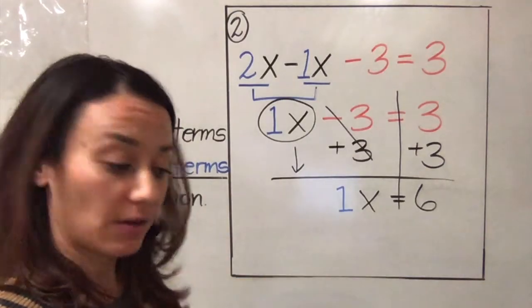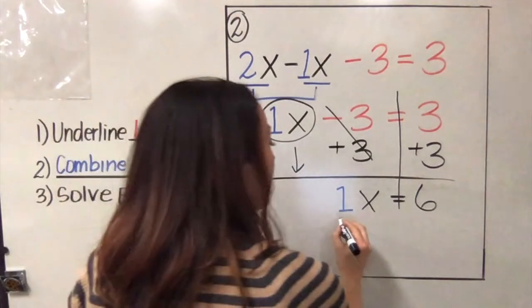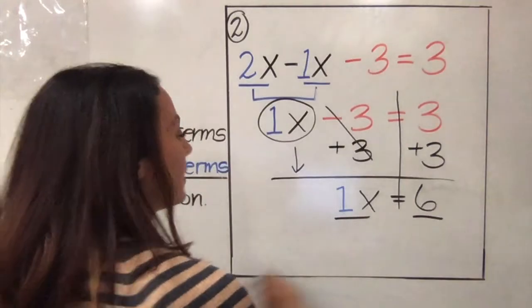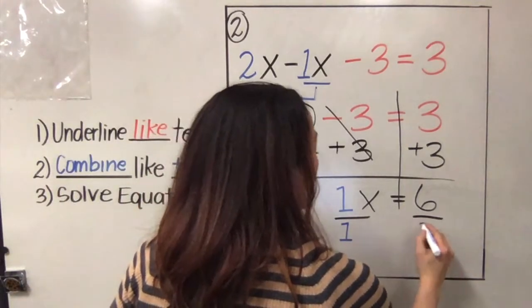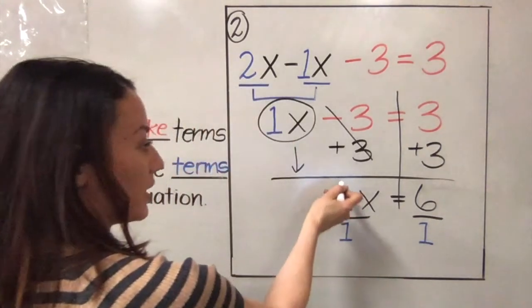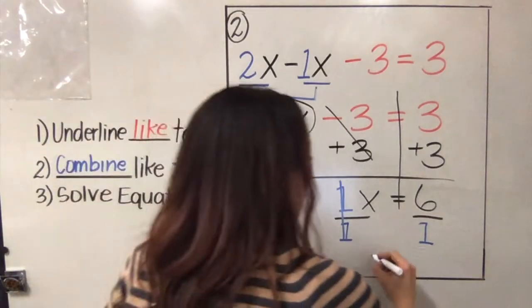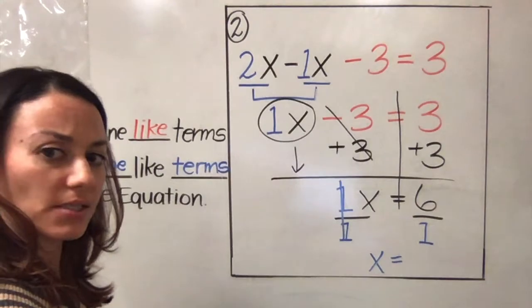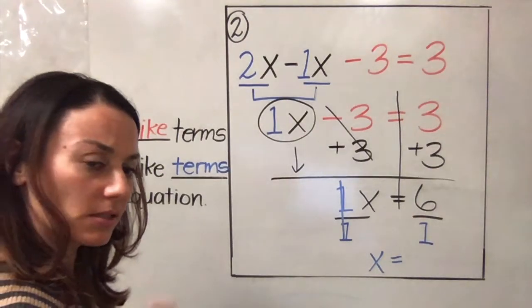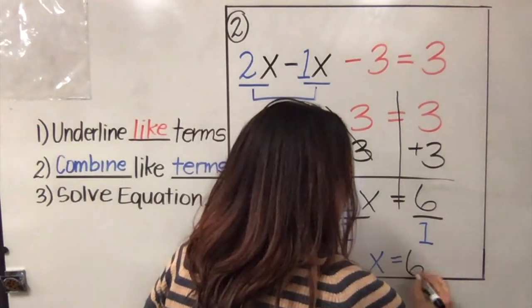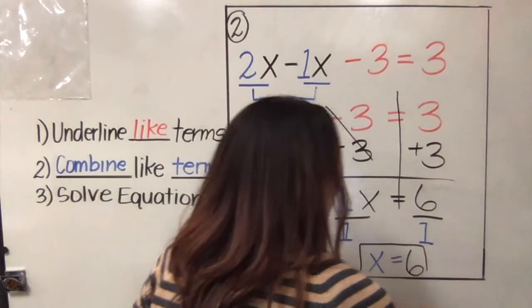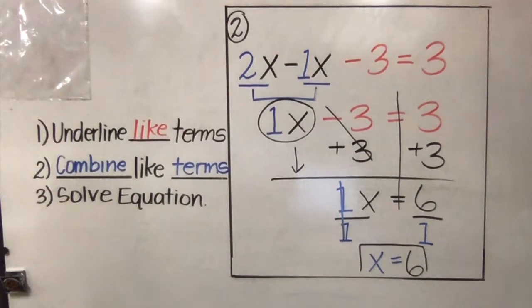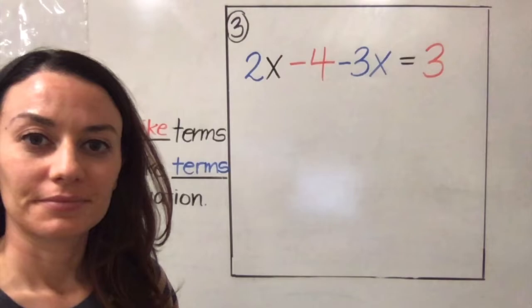How do you get x by itself? Divide both sides by what? Divide by 1. And we know that 1 divided by 1 is 1. And x equals, what's 6 divided by 1? 6 divided by 1 is 6. Very good. Okay? Go ahead and get that down.